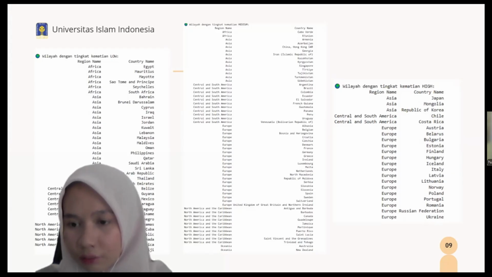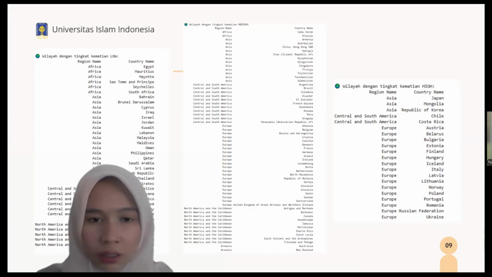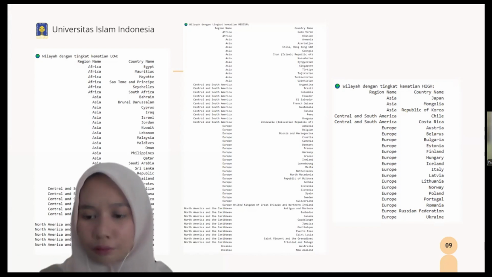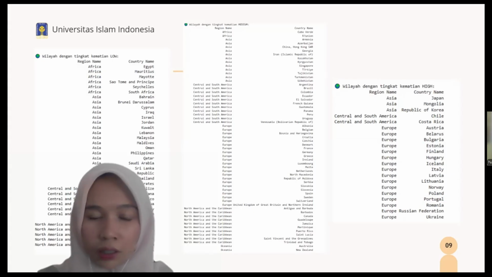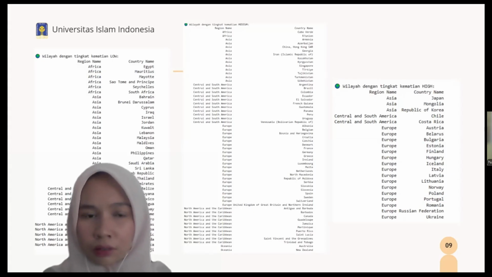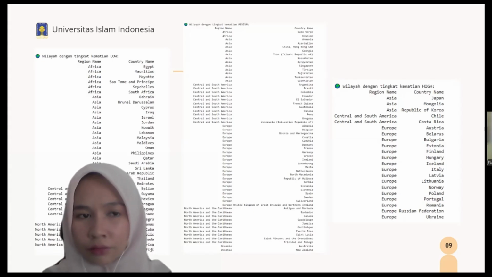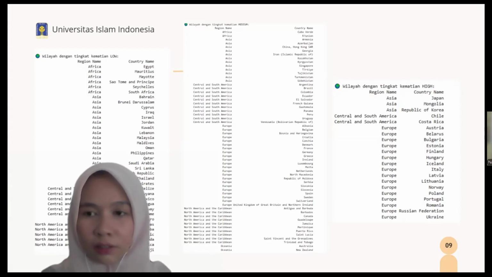So you can see the member countries of each region in the clusters low, high, and medium.